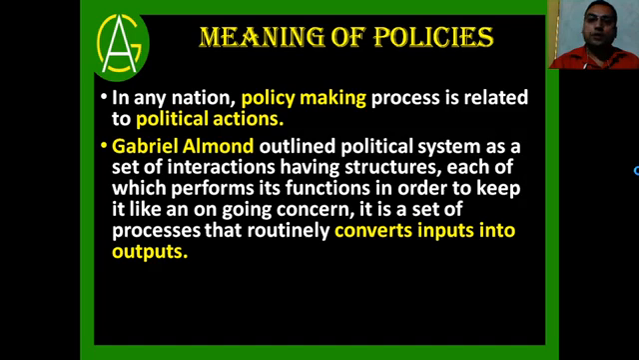And according to Gabriel Almond, friends, do remember the name of this expert person, Gabriel Almond. He has outlined political system as a set of interactions having structure, each of which performs its functions in order to keep it like an ongoing concern. It is a set of process that routinely converts inputs into outputs. According to Gabriel Almond, the policy making is a continuous process, is a routine process in which the inputs are converted into the outputs. Now what do we mean by inputs here?